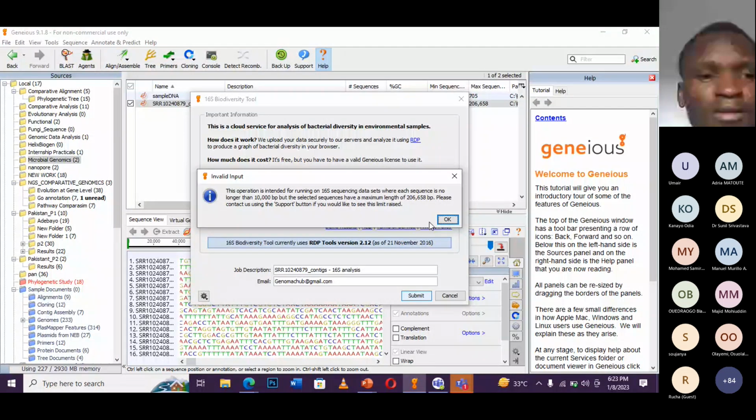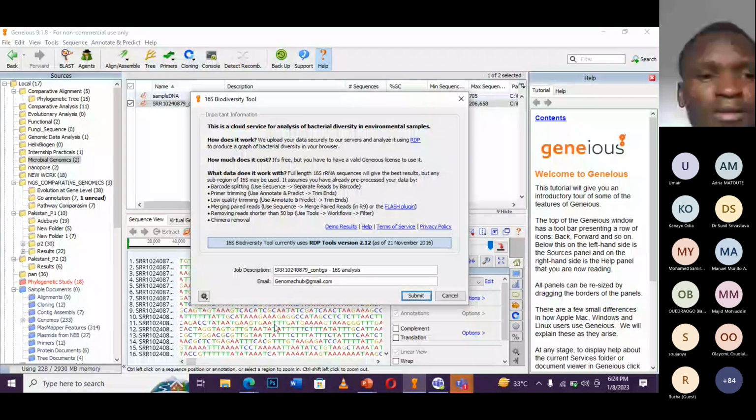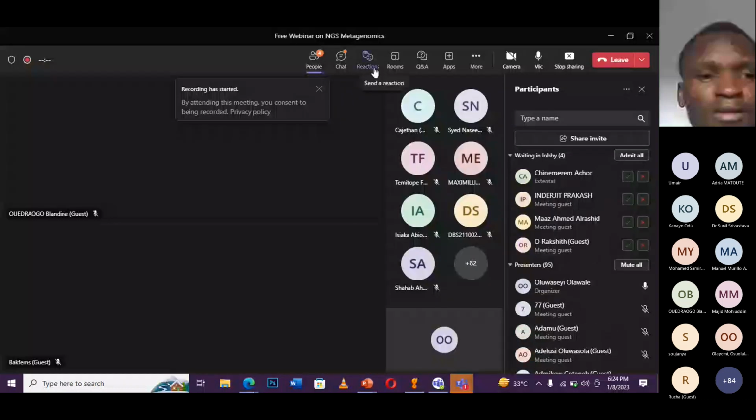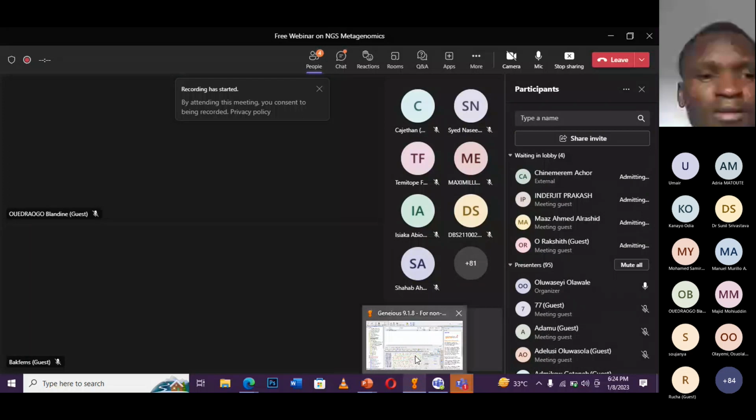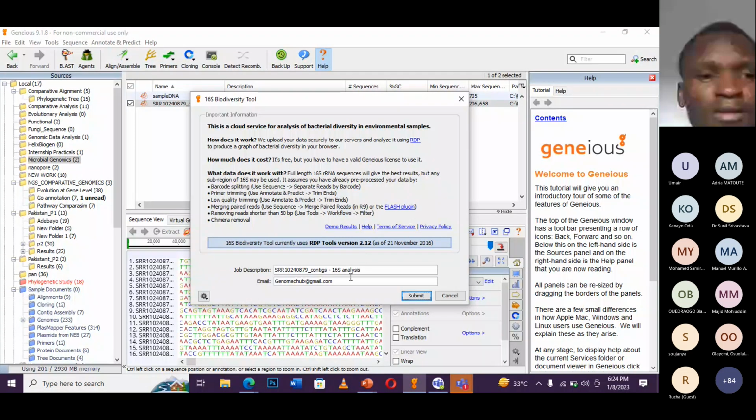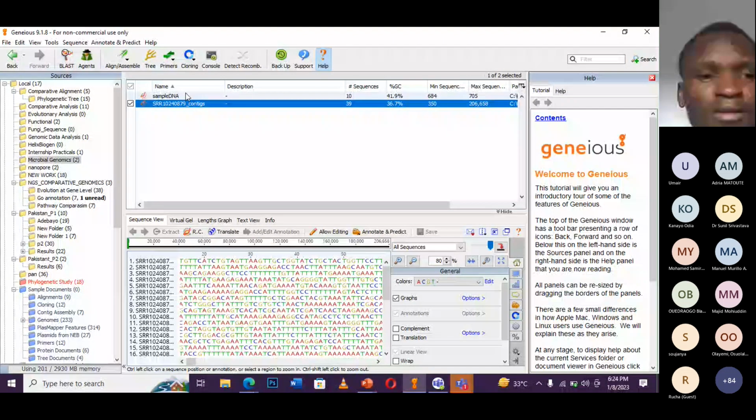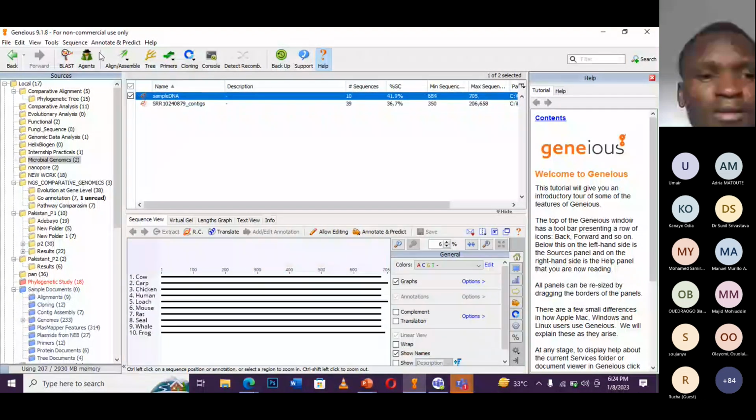So I think there is an issue here. One of the sequences has a longer read than 10,000 nucleotides. So let's use this. I just want to show you as an example. Okay, so now you click 16S metagenomics. You click this and then you submit. Now, the moment you submit, you proceed and it's going to run the analysis.